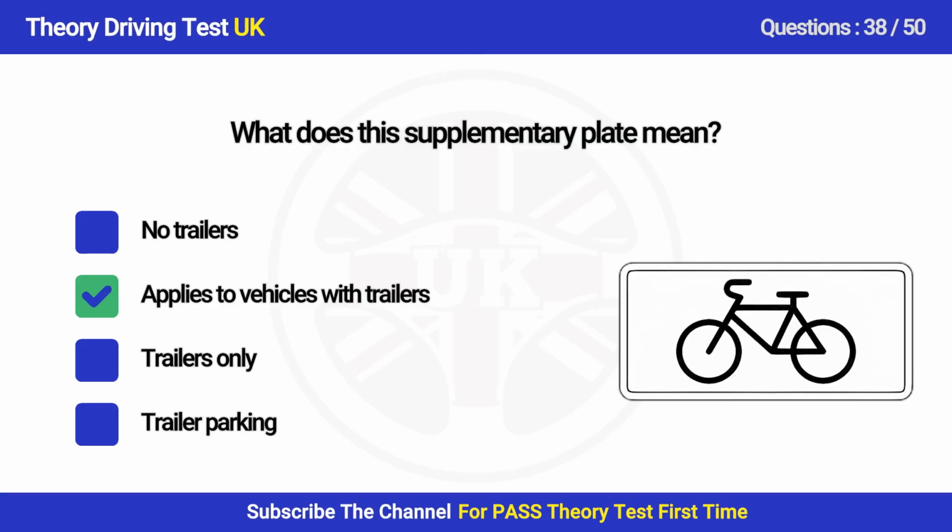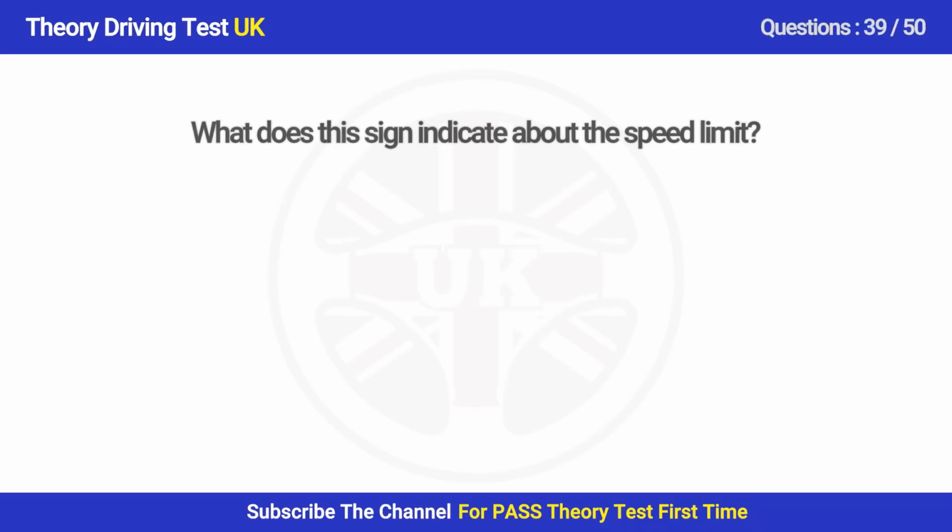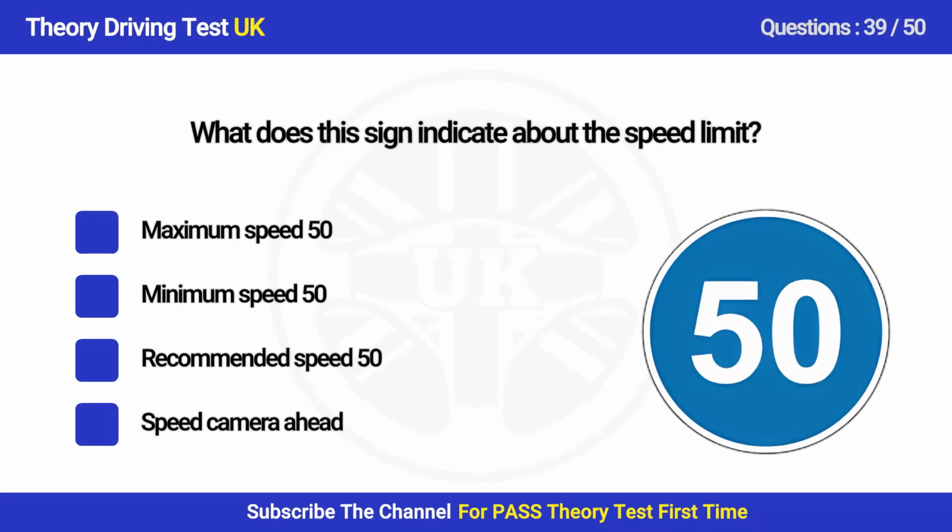Answer is B. Applies to vehicles with trailers. This additional information plate indicates that the main sign applies specifically to vehicles towing trailers, implying special rules or warnings for them. Question 39. What does this sign indicate about the speed limit?